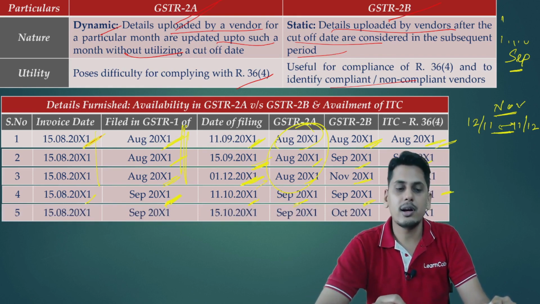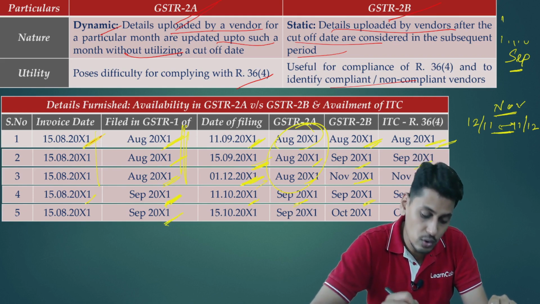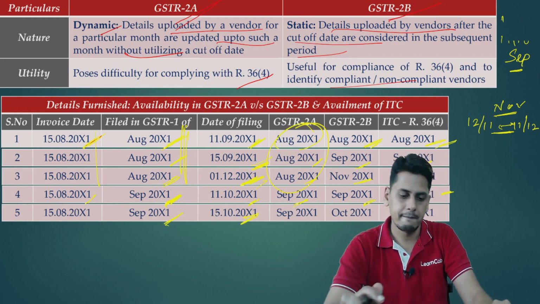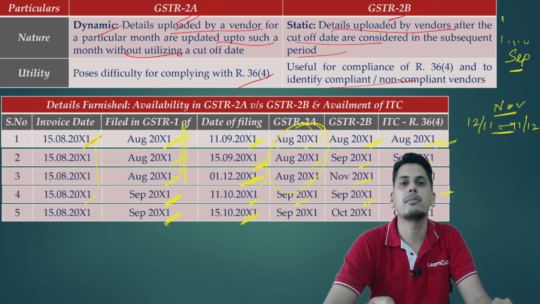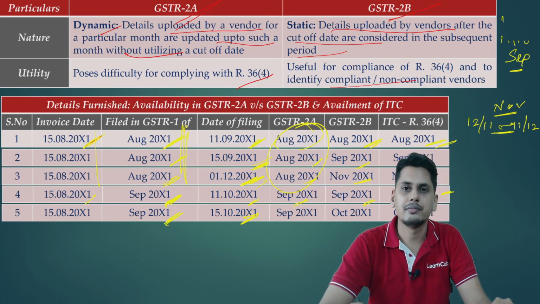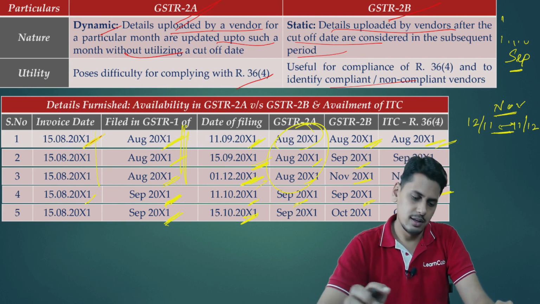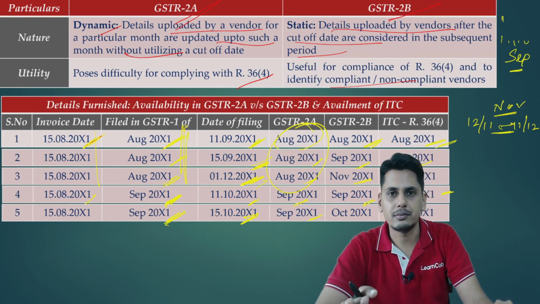Invoice dated 15th of August, omitted to be filed in August month's GSTR 1. It is included in GSTR 1 of September, which is filed on 15th of October. First question, very simple. It was filed in GSTR 1 of September. It will appear in 2A of September.